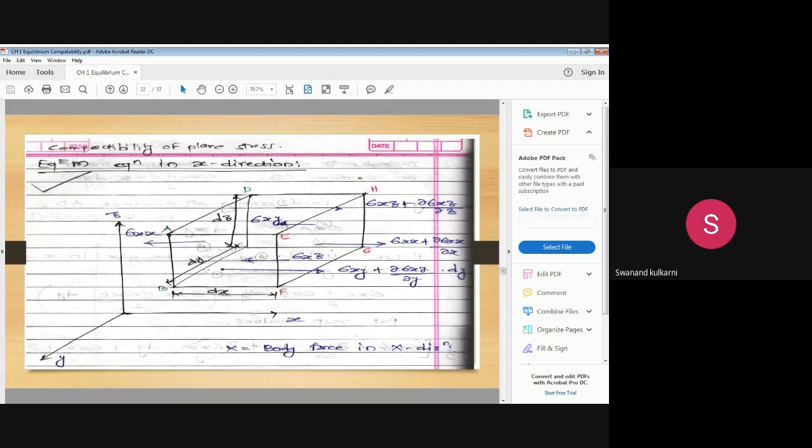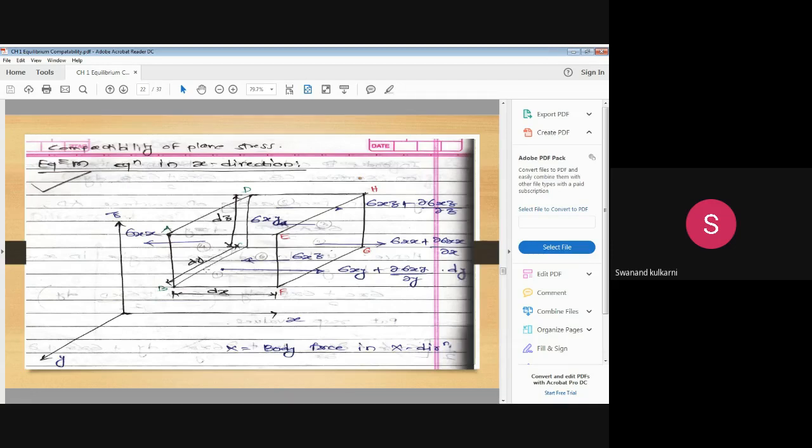Is it okay? Now let us come to the next point of discussion. So that is the compatibility of plane stress or equilibrium in x direction. Now see this equilibrium in x direction. So here you will come to know the equilibrium equation in the x direction for this particular 3D geometry.